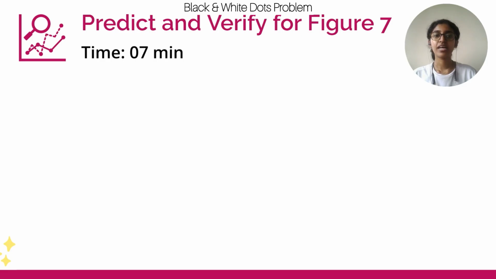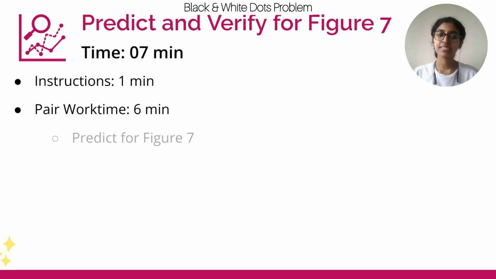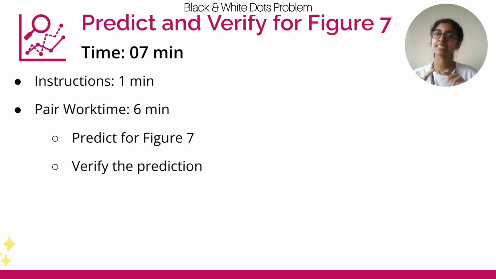And we have a total of 7 minutes here. Students are going to work in their pairs where they predict for figure 7. Now, when they are predicting, remind them what prediction actually means. Prediction does not involve drawing. And once they have come up with a prediction for the number of black dots in figure number 7, ask them to verify their prediction here.